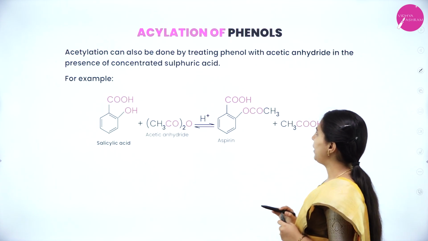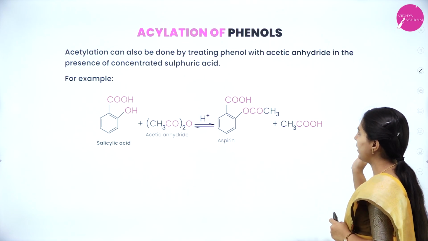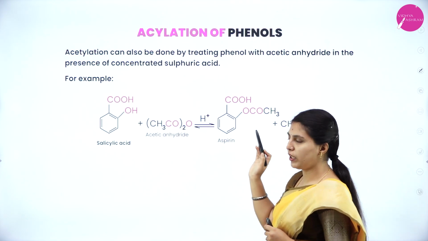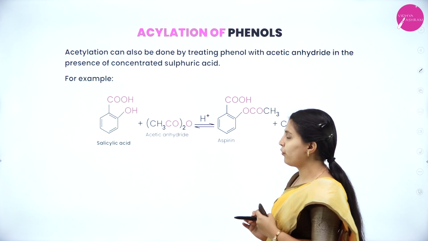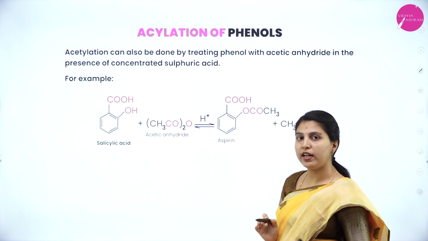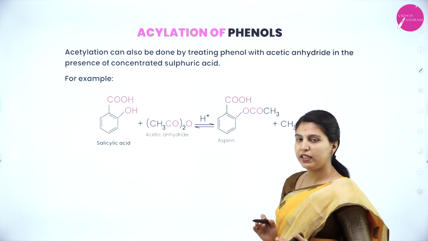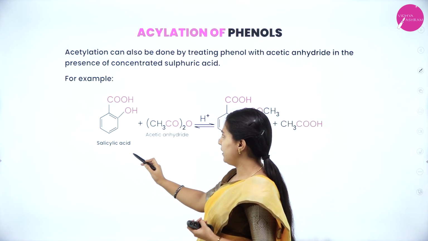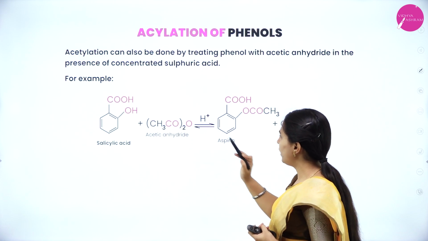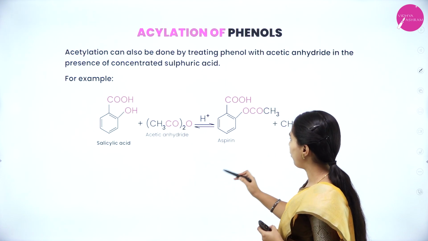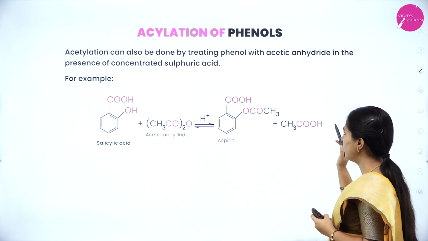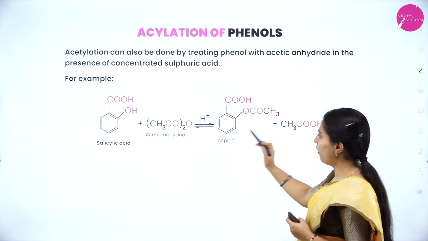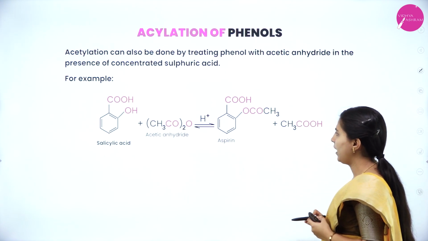Acetylation can also be done by treating phenol with acetic anhydride in the presence of concentrated sulfuric acid. We have said acylation of phenols can be done by acid chloride or acid anhydride. Before, we saw it through acid chloride; now with acid anhydride. Salicylic acid, which is a carboxylic acid, when treated with acetic anhydride, will form aspirin and acetic acid in the presence of concentrated sulfuric acid.